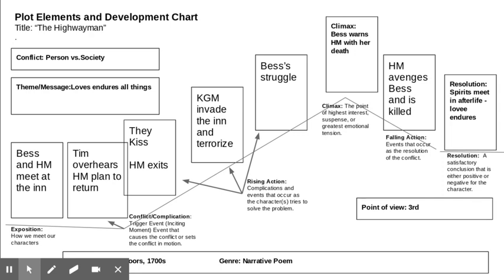And this message, this theme, yes, they died, physical, bodily deaths, but their love endures, and their love can endure all things. Love is timeless. Love is eternal.